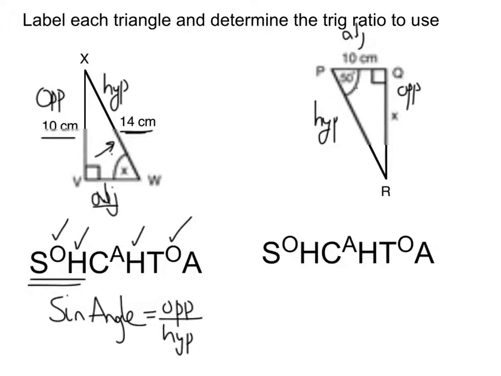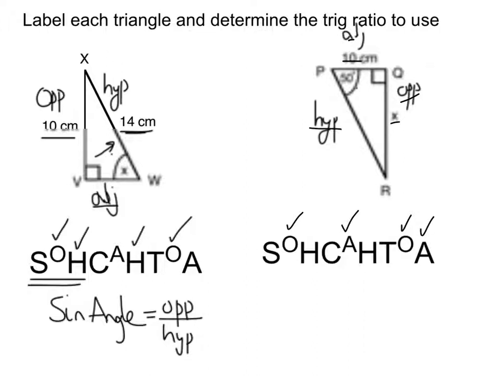Next I write down SOHCAHTOA, and I tick the O's, H's and A's where I have information. For the opposite here, I know that it's called X, so I tick the O's. Hypotenuse, I don't know anything about. I don't have a letter or a number, so I don't tick those. And the adjacent, I know, is 10 centimeters, so I tick the A's.